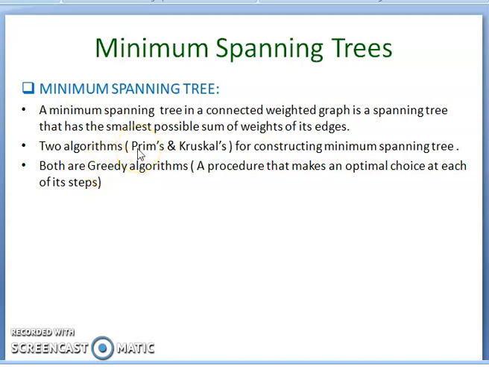So to find the minimum spanning tree, there are two algorithms. One is Prim's algorithm and the second one is Kruskal's algorithm. These two algorithms are for constructing a minimum spanning tree, right? Both are greedy algorithms, because a greedy algorithm means a procedure that makes an optimal choice at each of its steps. So that's why these two algorithms are greedy algorithms.